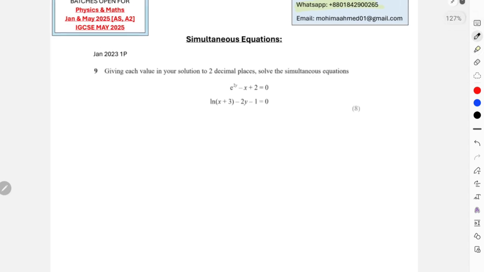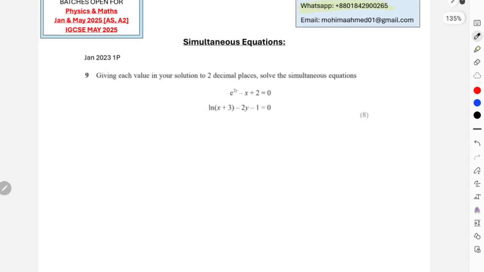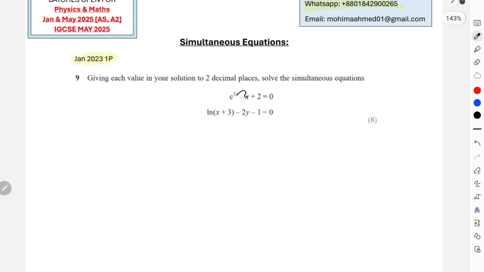Okay, then let's start. We are going to start with simultaneous equations, and this simultaneous equation is from January 2023, paper 1. In this part it says that, giving each value in your solution to 2 decimal places, we need to solve this equation. For example, over here I will try to keep x the subject of the formula, right?